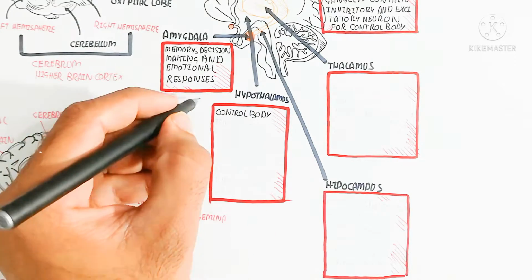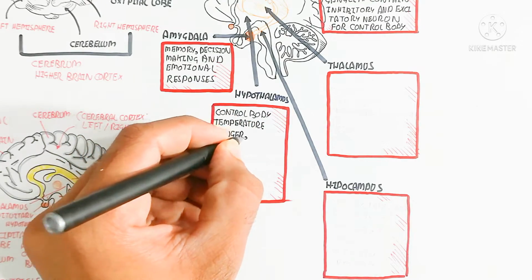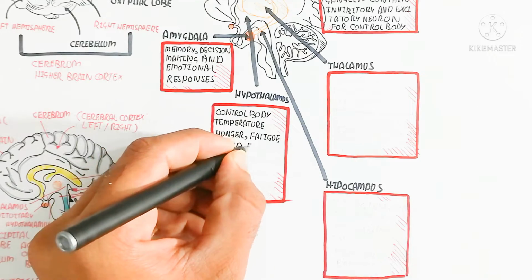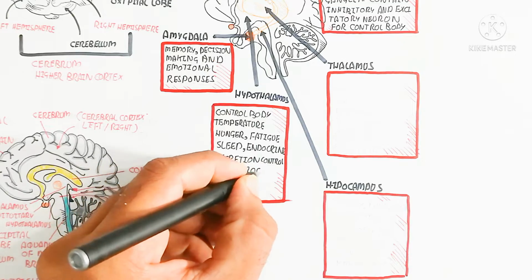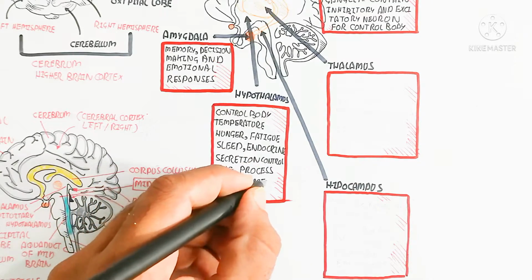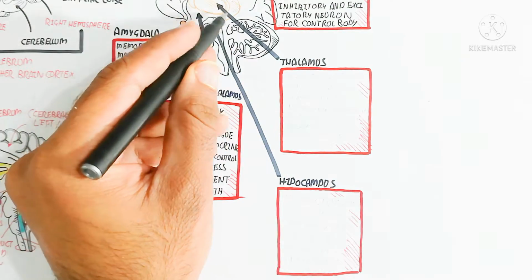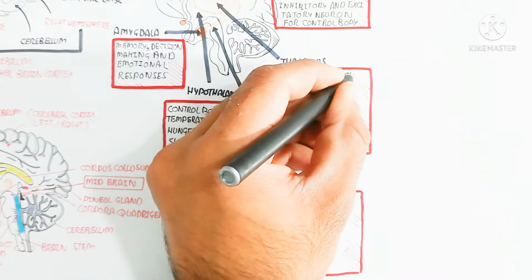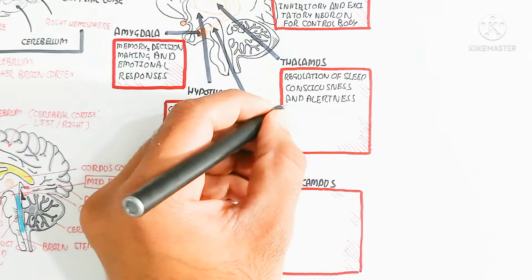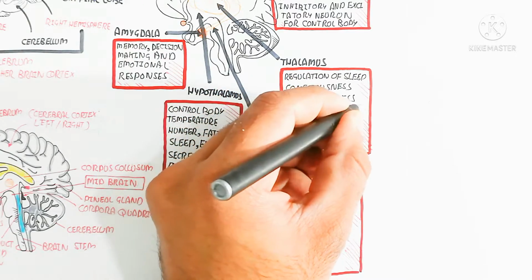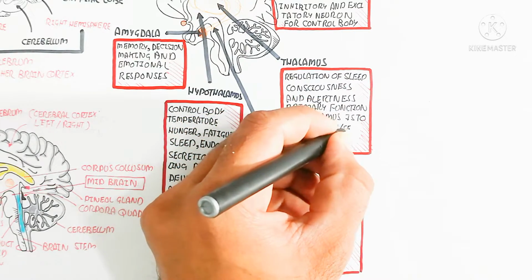On the other hand, the hypothalamus controls body temperature through a positive or negative feedback mechanism, and also hunger, fatigue, sleep, endocrine secretion, and the control of development and growth. For example, it leads to the production of different hormones through the sympathetic or parasympathetic nervous system on the basis of requirement. The heat increases or decreases on the basis of the hypothalamus acting as a thermostat. The thalamus regulates sleep, consciousness and alertness.